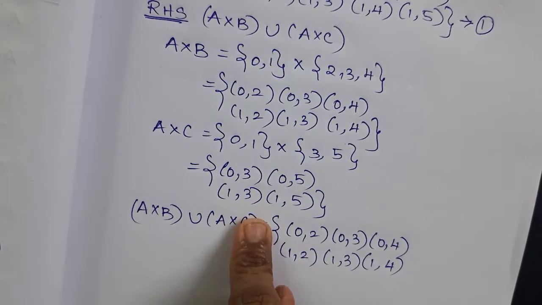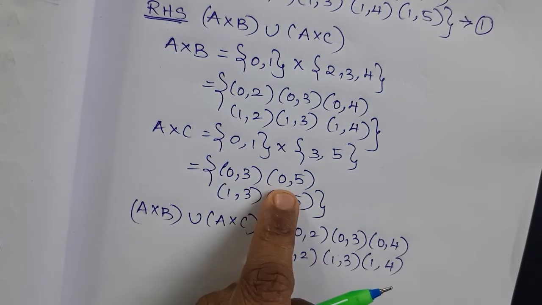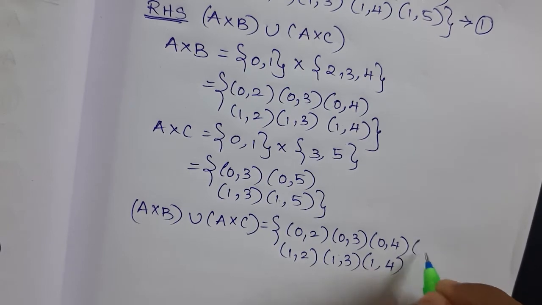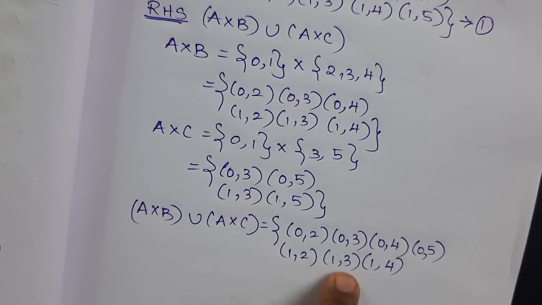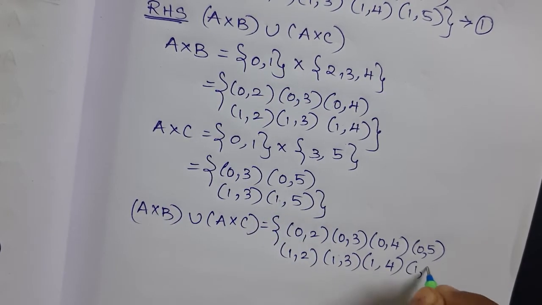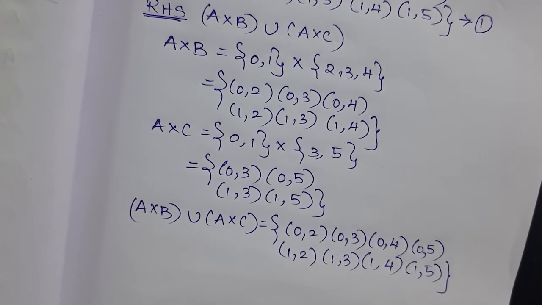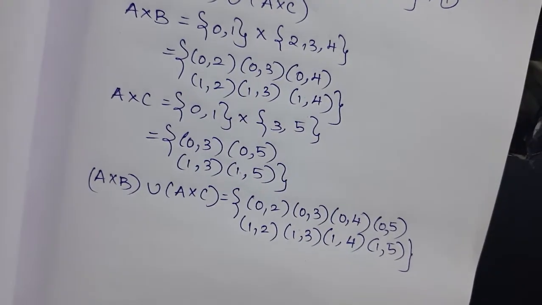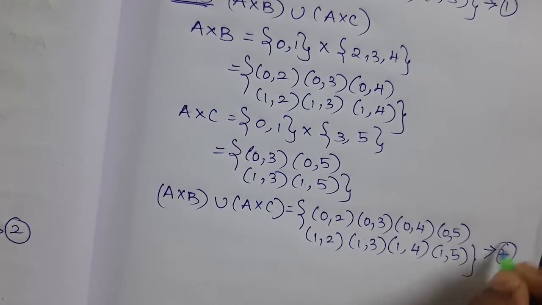Next is A cross C. In A cross C, what do you have? (0, 3), which is already here, and (0, 5). We can just add (0, 5) over there. Then (1, 3), which is already in this. Then next you have to include (1, 5). So now you could see we have found the union of A cross B and A cross C. Name it to be equation number 2.